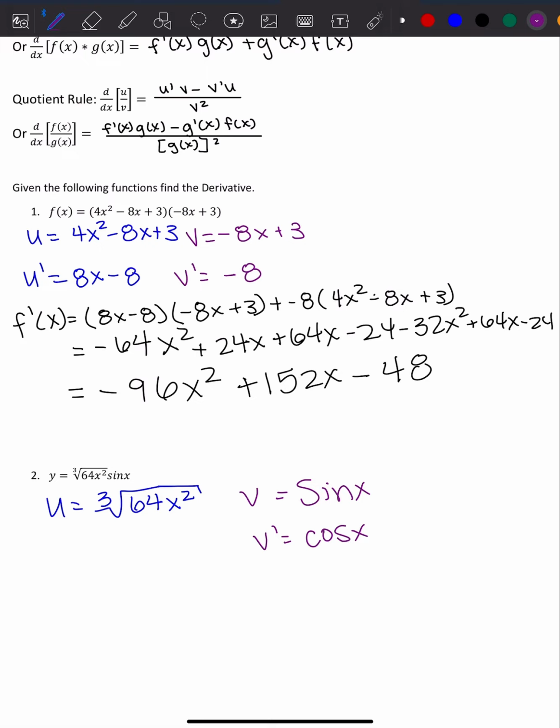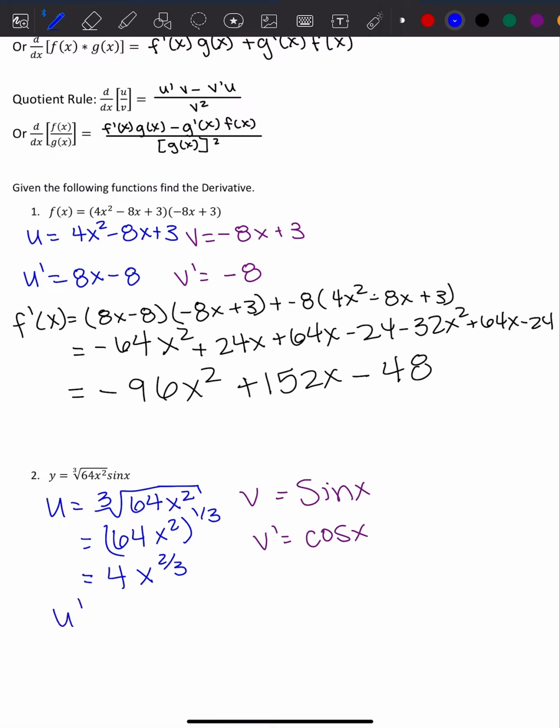This one, for u, we kind of have to simplify. So keeping in mind this is just everything to the 1/3 power. 64, the cubed root of 64, or 64 to the 1/3 power, is just 4, because 4 times 4 times 4 is 64. And then x would be raised to the 2/3 power.